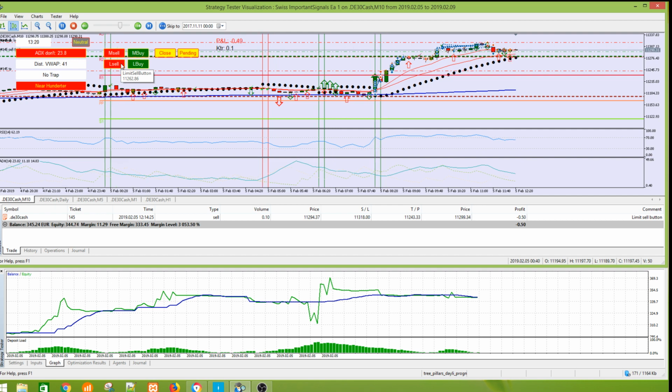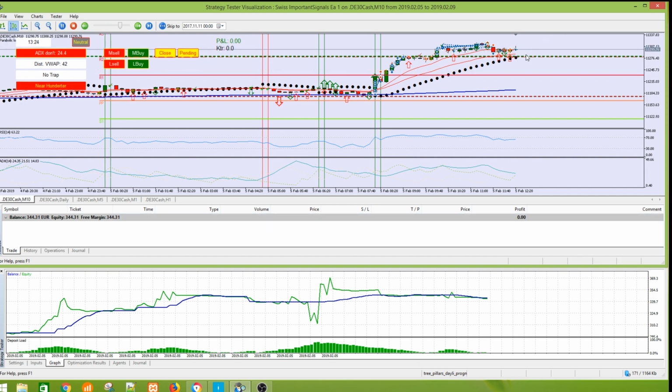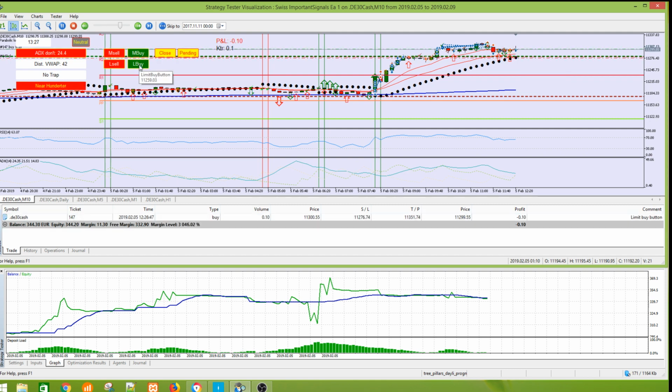From 1 o'clock in the afternoon to 3:30, it's not so good to trade. It's not so systematic. It can just go in either direction. Now it goes up again over the 11,300.